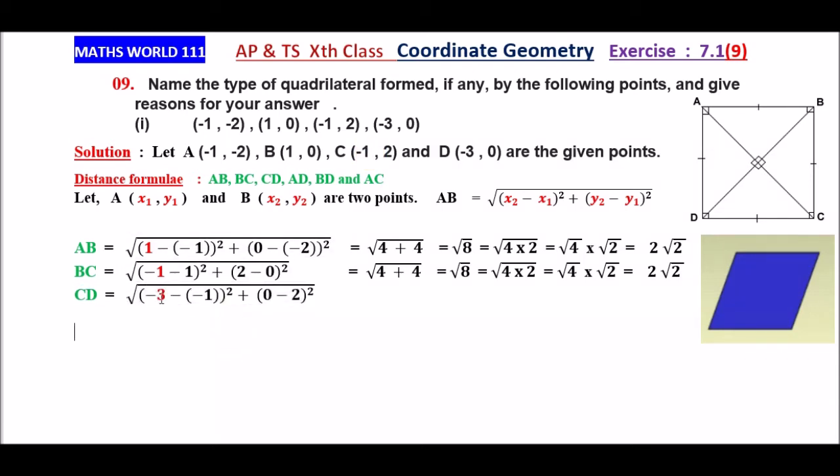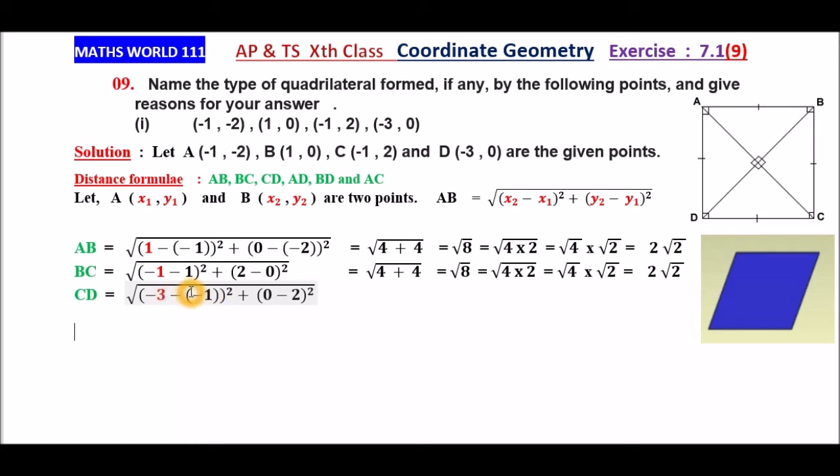You got this? Okay? Plus (y2 minus y1) whole square, CD. So (0 minus 2) whole square. Understand? Okay. Minus 3 minus into minus plus 1. So (minus 3 plus 1) whole square. Minus 3 plus 1 is minus 2. Minus 2 whole square is minus 2 into minus 2, plus 4.